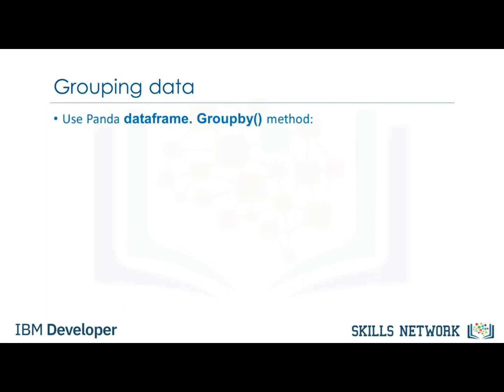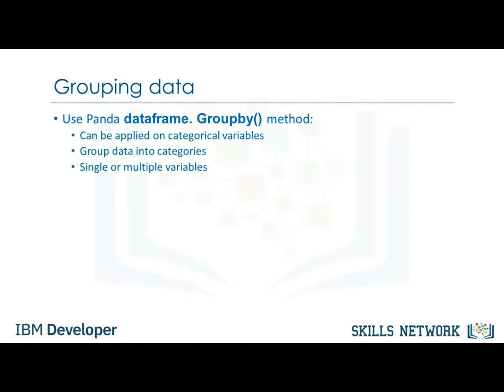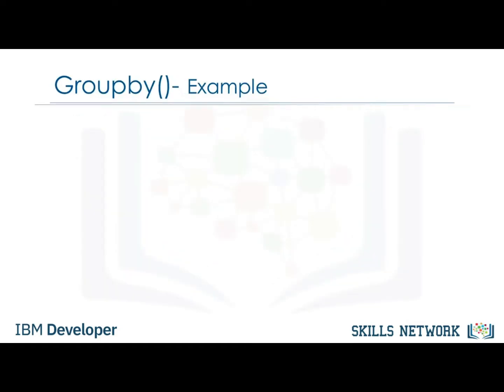In pandas, this can be done using the group by method. The group by method is used on categorical variables. It groups the data into subsets according to the different categories of that variable. You can group by a single variable, or you can group by multiple variables by passing in multiple variable names. As an example, let's say we are interested in finding the average price of vehicles and observe how they differ between different types of body styles and drive wheels variables.